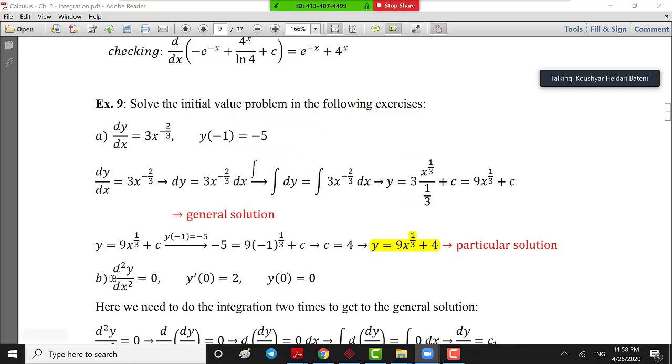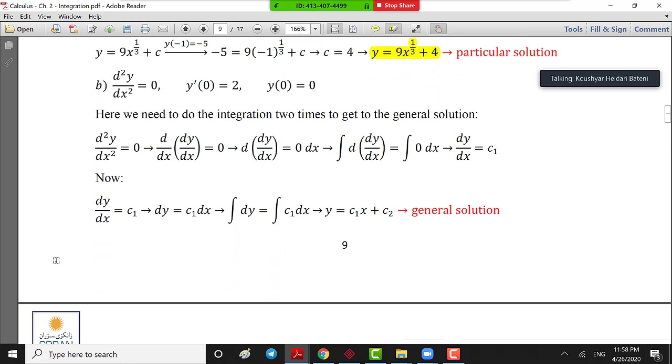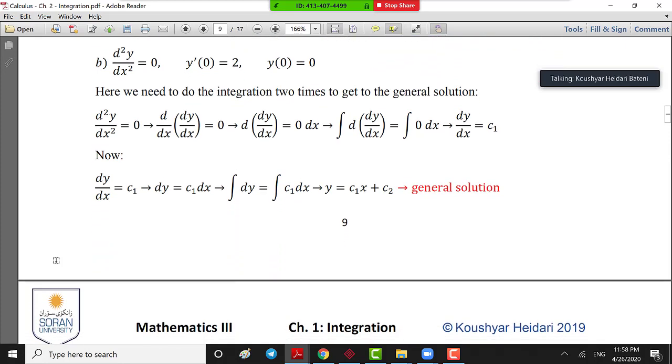So, what about part B? In part B, we still have a differential equation, right? And now instead of one initial condition, we have two initial conditions. One of them tells us the value of the unknown function at 0, and the other one gives us the value of the derivative of the unknown function at 0.